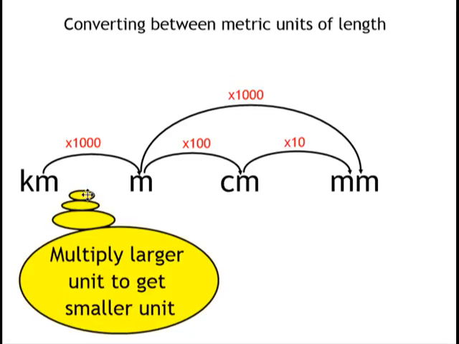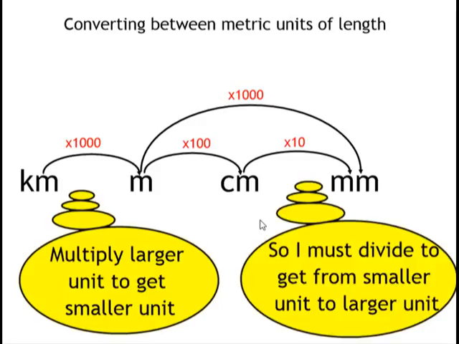Now, I can see how I convert my larger unit to my smaller unit. But what happens if I'm given a smaller unit and I want to convert it to a larger unit? Well, I have to undo this multiplying. I need to work back against the arrow. So to undo a multiplication, we divide. So I must divide from the smaller unit to get to the larger unit.